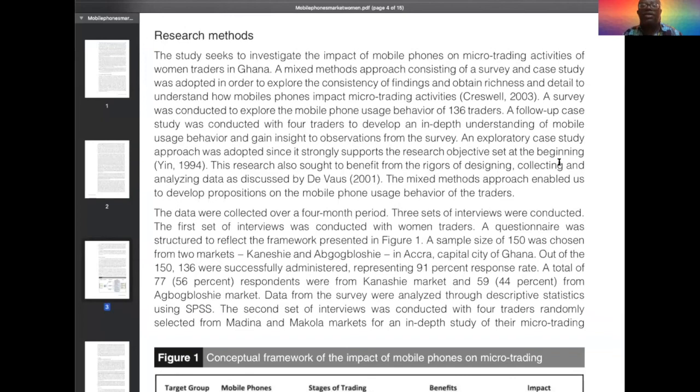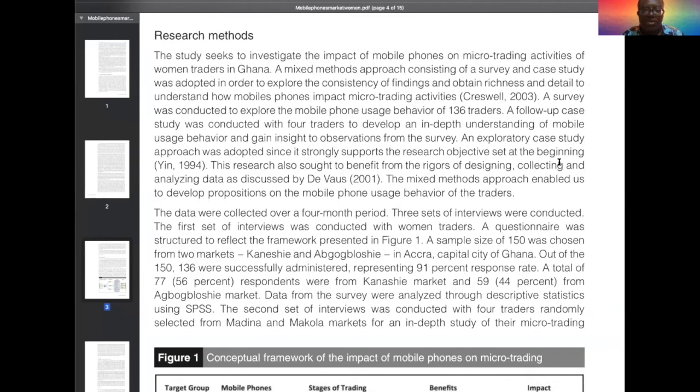So this one is a kind of sequential mixed method. You do one and it informs the second one. So we did a quantitative study first and it informed the second one, that's qualitative. An exploratory case study approach was adopted since it supports the research objective set at the beginning.